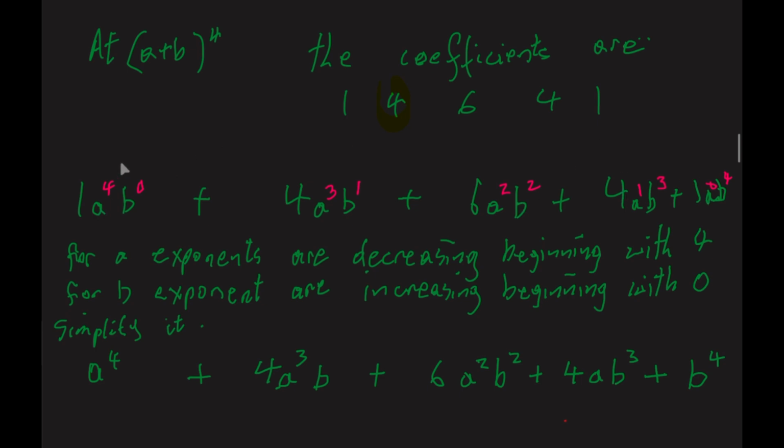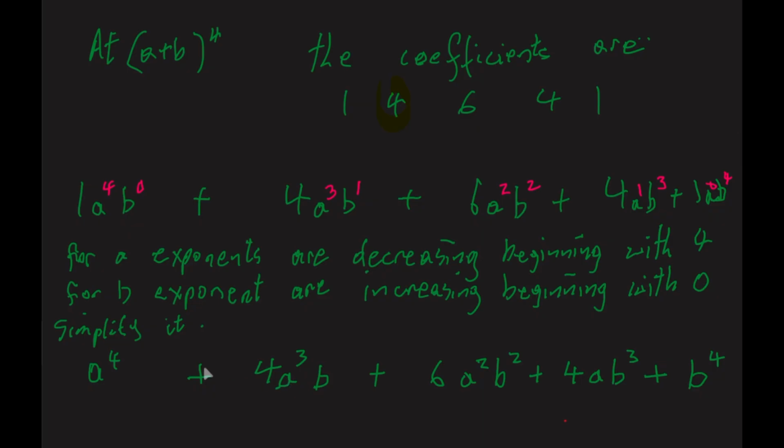And then write a to the 4th power, then to the 3rd, then to the 2nd, then to the 1st, and then to the 0th power. And then start with b from the 0th power to the 1st, to the 2nd power, then b to the 3rd, then b to the 4th. So notice for a, the exponents are decreasing beginning with 4, and for b, the exponents are increasing beginning with 0. If we simplify this expression, we have a to the 4th plus 4a cubed b plus 6a squared b squared plus 4ab cubed plus b to the 4th power.